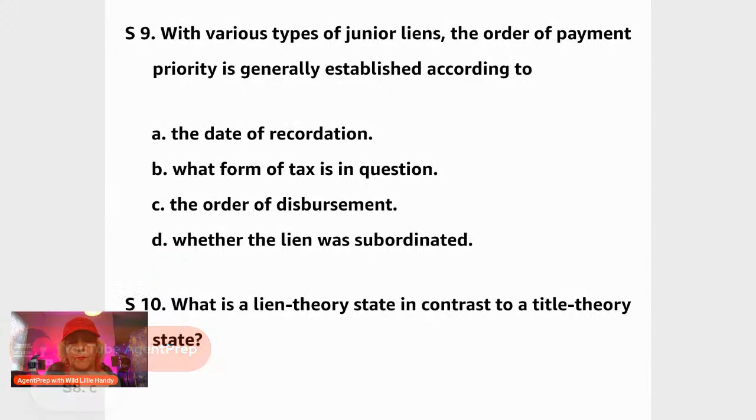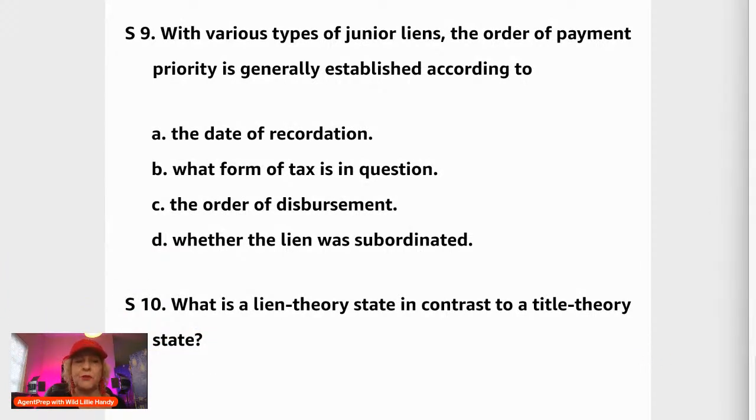Number 9, with various types of junior liens, not senior liens, but junior liens, the order of payment priority is generally established according to what? A, the date of recordation. B, what form of tax is in question. C, the order of disbursement. Or D, whether the lien was subordinated or not. So these are considered junior liens. What's the priority, the order of importance of those junior liens?